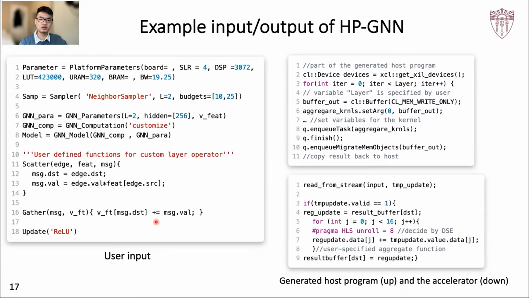We can look over here where we're trying to decide the custom layer operator. The user specifies using an add for the gather function. And so for the produced accelerator code, we will see the add over here. We also perform DSE to decide the hardware configurations, and that will affect the accelerator code. For example, the unroll factor over here is decided by the DSE engine.